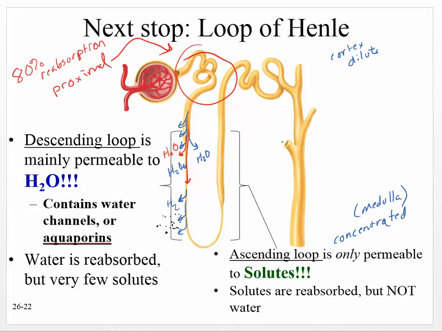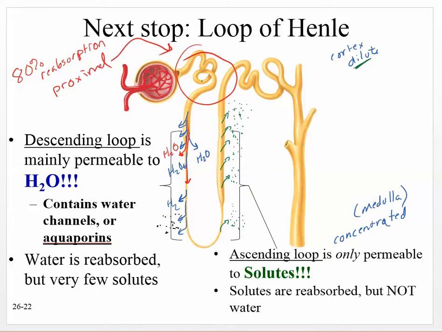Now, in the ascending loop of Henle, it's only permeable to solutes. So what's moving out of here? Sodium, potassium, chloride. That's moving out, and that's going to be moving down its concentration gradient. So right here, maybe because it's so concentrated, not as much moves out, but then as you move up, more and more particles are going to move out because now it's very dilute up here. It's very dilute out in the cortex, and so these particles start to move out. So that's what's happening.